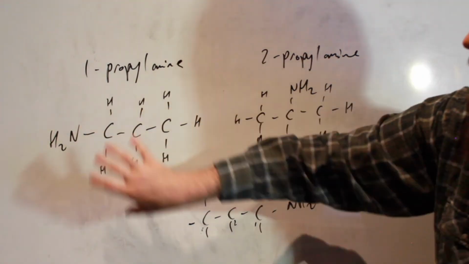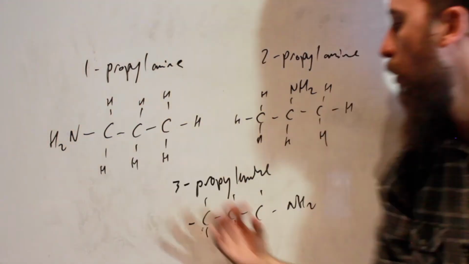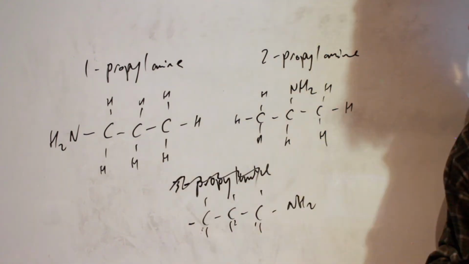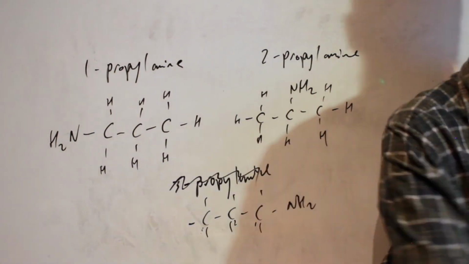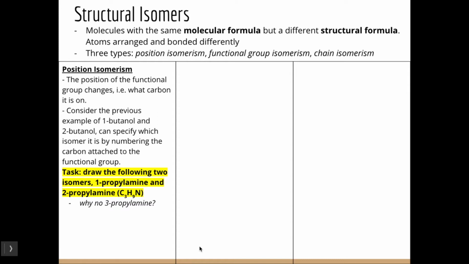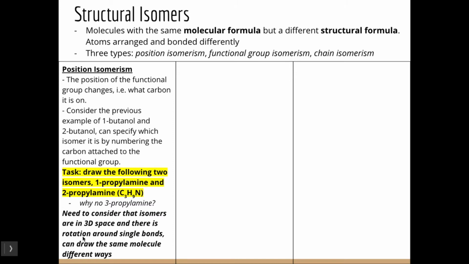If you flip it that way, if you take that one and rotate it like that, 1-propylamine and 3-propylamine are the same thing. So there's no isomer of 3-propylamine. That's something you need to be aware of. But as long as you remember the naming conventions, always have the smallest number, then you will be good. We need to consider that isomers are in 3-dimensional space, and there is rotation around single bonds, and that we can draw the same molecule different ways because it can rotate and twist and flip.